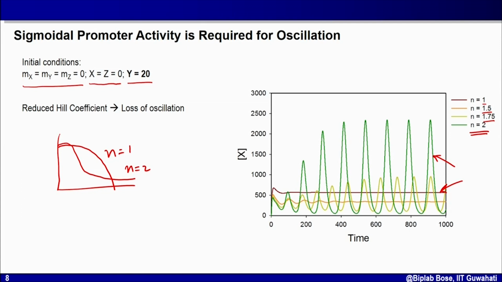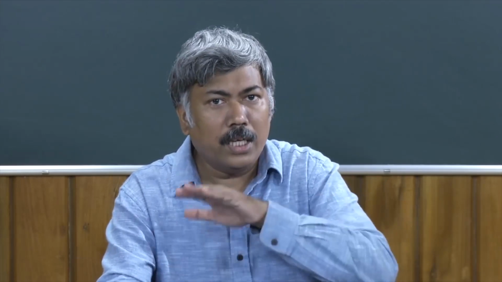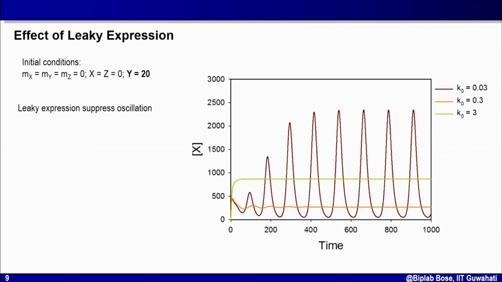And you can see in this plot, as we are moving from 2 towards 1, from a sigmoidal nonlinear behavior to a hyperbolic behavior and towards a linear one, we are losing this limit cycle oscillation and we are moving towards a steady state. So that's how the promoter nonlinearity controls the existence of limit cycle oscillation in this system.